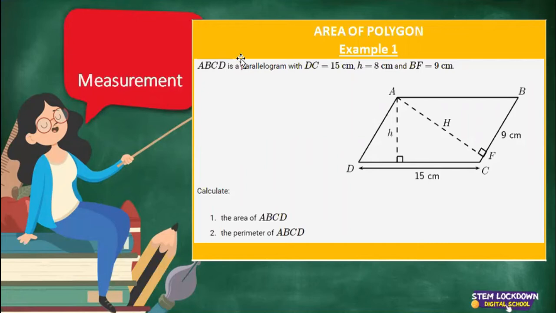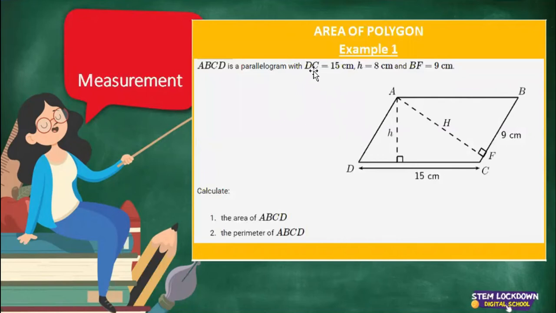ABC is a parallelogram with DC 15 centimeters, H 8 centimeters, and FB 9 centimeters. ABC is a parallelogram, because AB is parallel to DC and AD is parallel to BC.